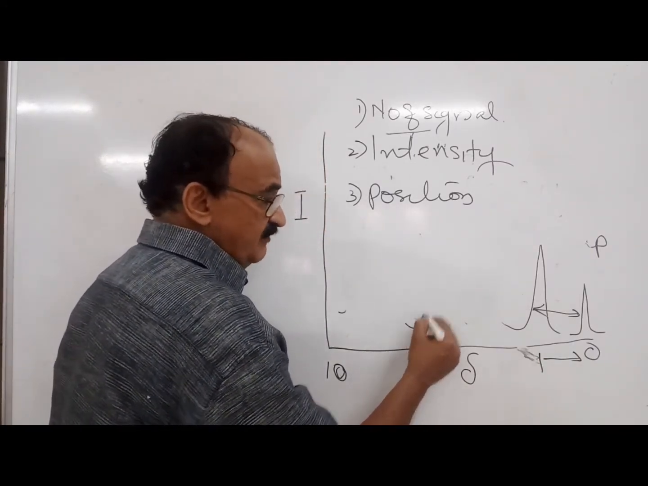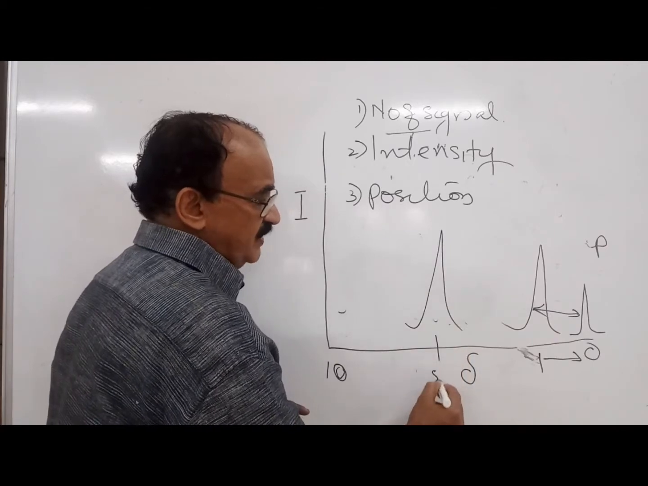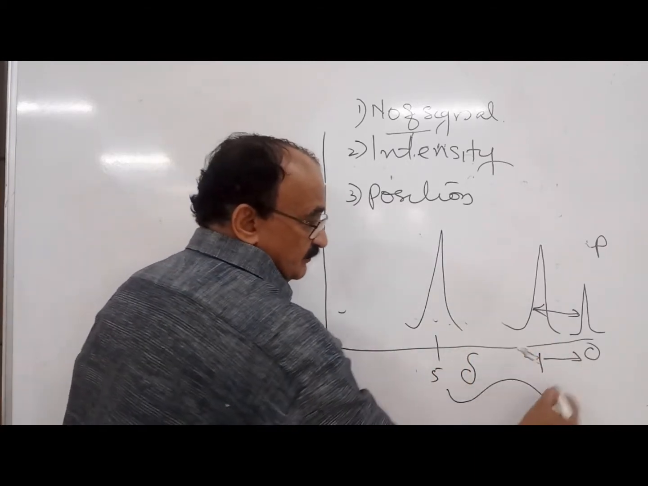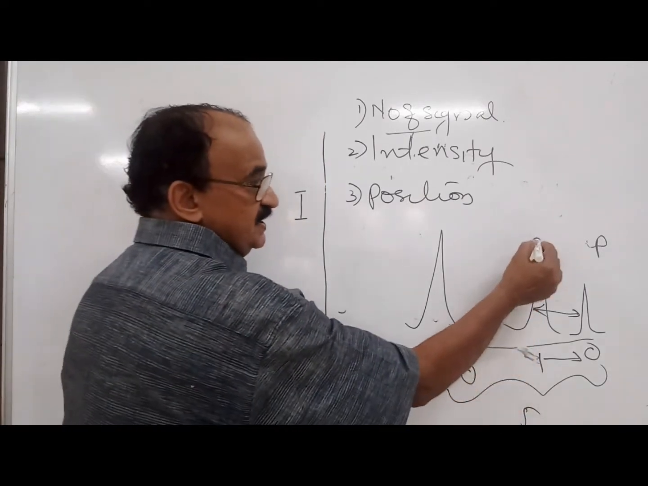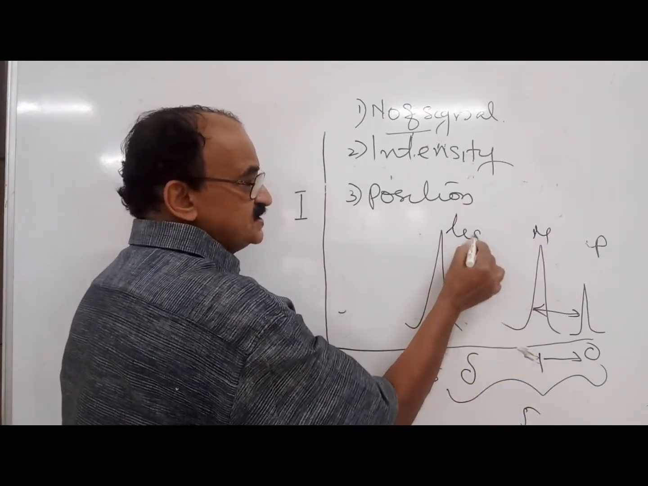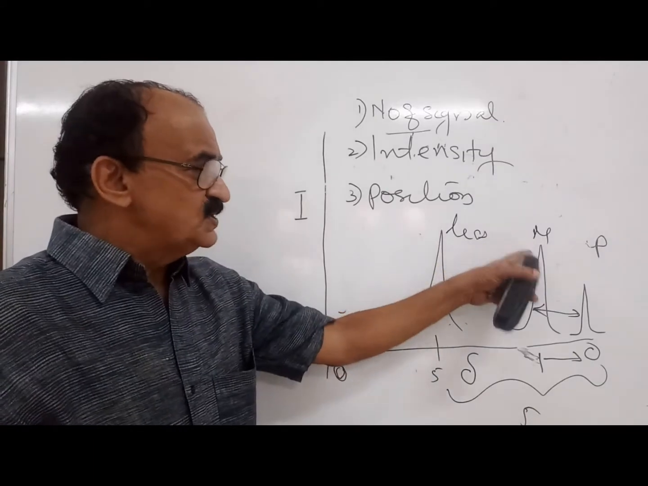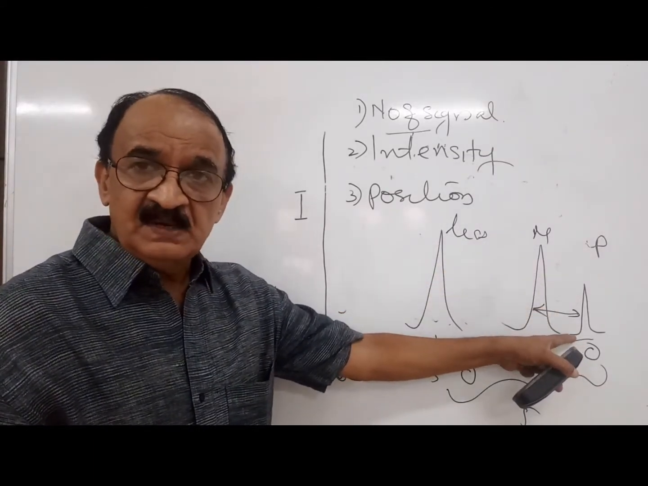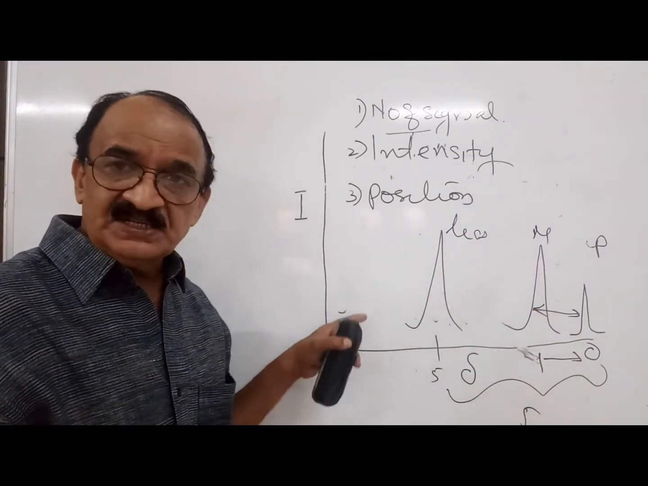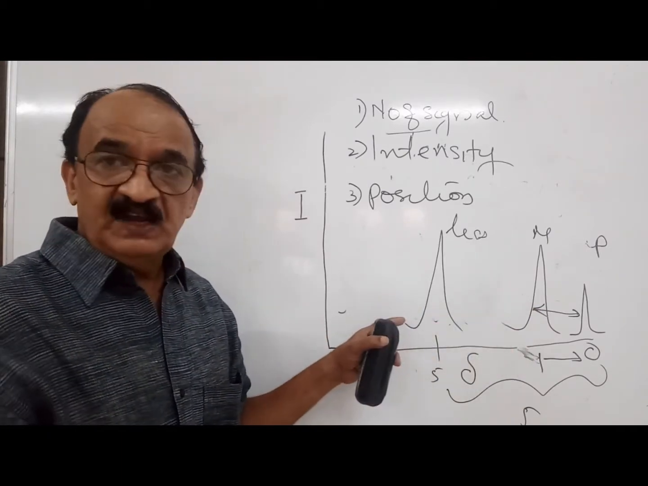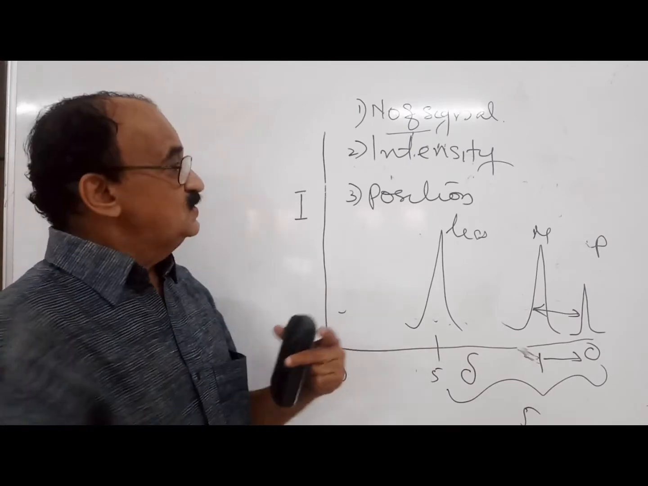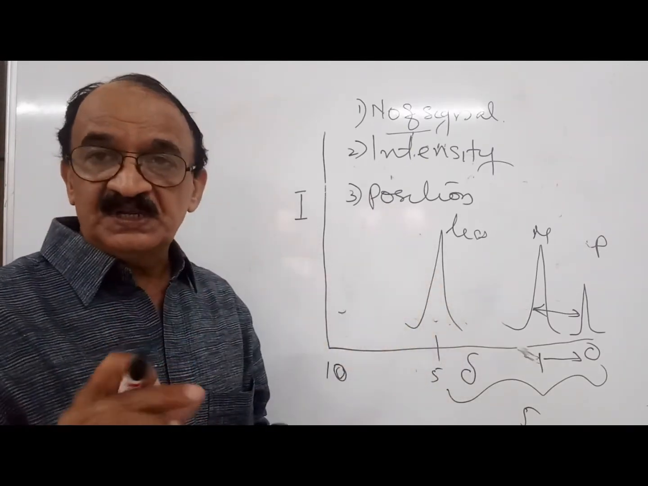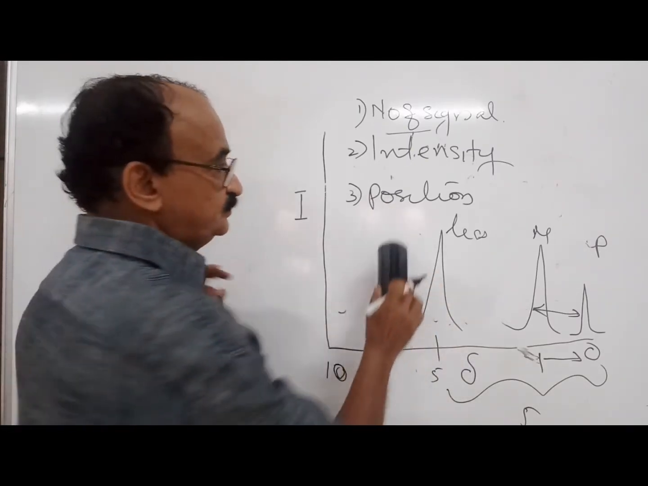And some signal will be away. Suppose the value is 5. 5 minus 0 equal to 5 ppm. That is the chemical shift. So this is shielded, more shielded, and this is less shielded. More shielded protons will be seen nearer to the TMS. As shielding decreases, the signal position will move more and more towards the left. So the position of the signal depends on the shielding and de-shielding.